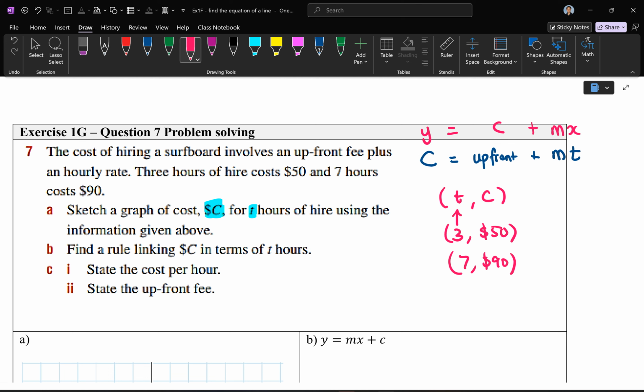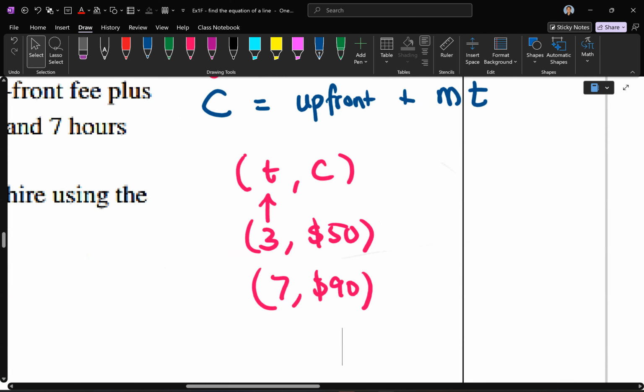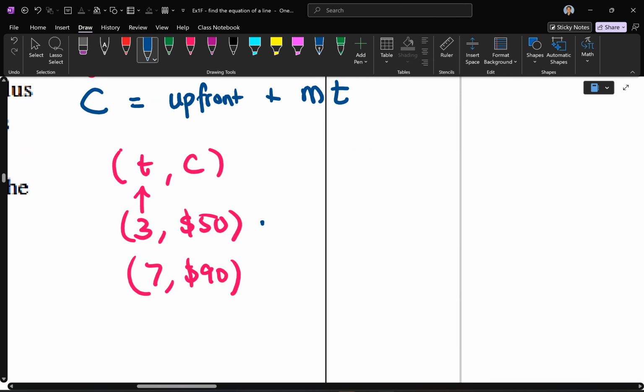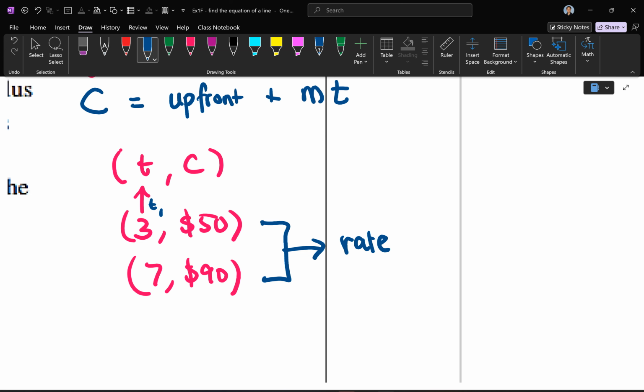So using these 2 points, you can figure out the rate. You can work out how much it costs per hour. If it takes 3 hours to get $50 and 7 hours for $90, you can do that logically, right? But we can use our rule. Let's use our rule to find M, to find the rate. If you want to work out the rate, you can call this T1, or I'll just make it X1 to make it easy to understand. X1, Y1, X2, Y2. Here we go.